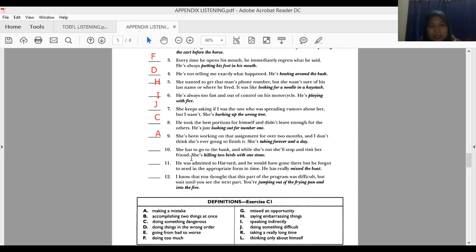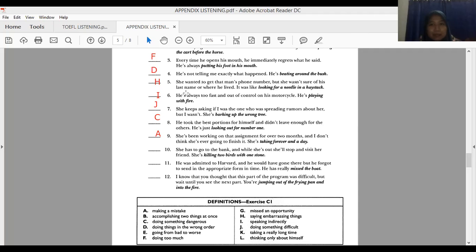And here, she is killing two birds with one stone. Sekali mendayung, dua tiga pulau terlampaui. Accomplishing two things at once. And here, miss the boat. Miss the opportunity. And jumping out of the frying pan into the fire. Kalau di bahasa Indonesia seperti keluar dari mulut buaya masuk ke kandang singa. So, it is from dangerous to worse. It's going from bad to worse. Yang I, terakhir I.